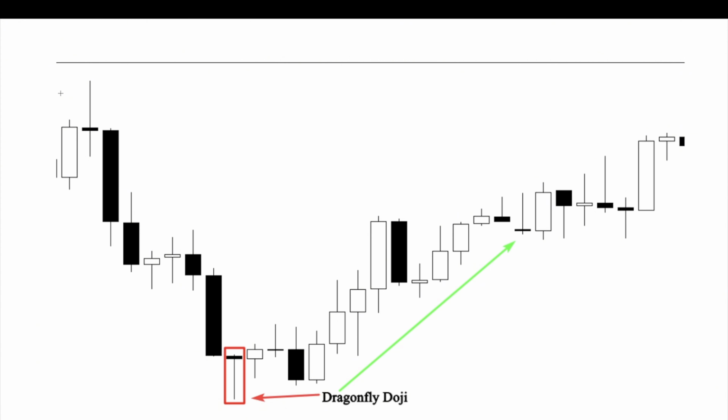So here's our example. We were in a downtrend, and after huge selling candles, I'm seeing a very strong dragonfly doji candlestick pattern. So now I know that the buyers are in the control right now. So now I can be looking for the long position options.